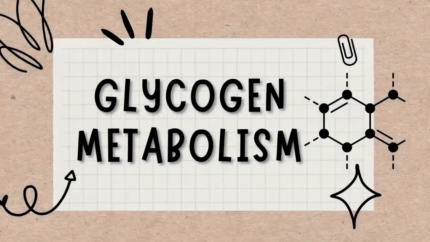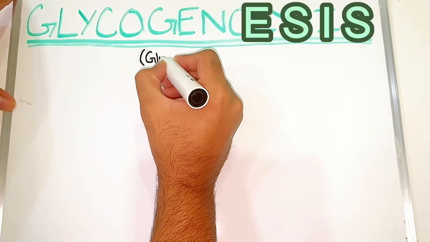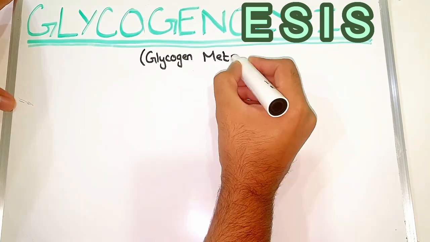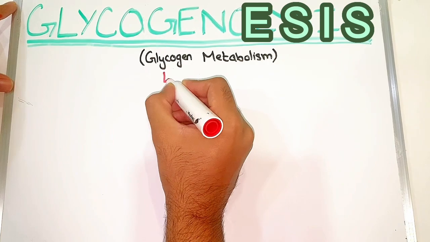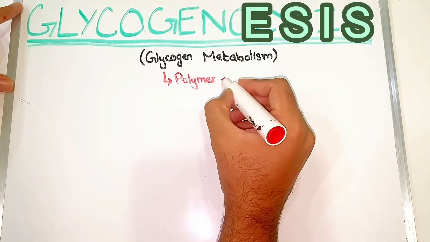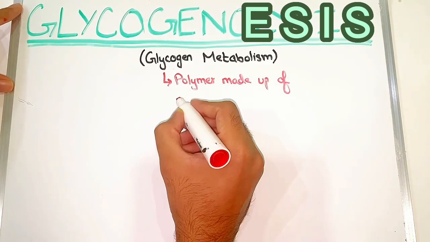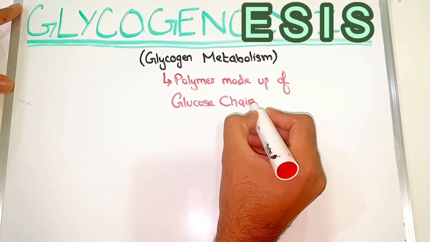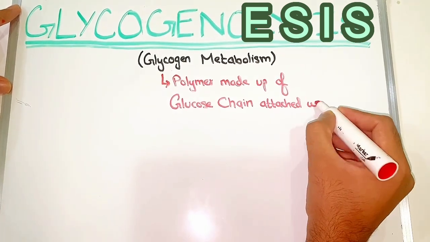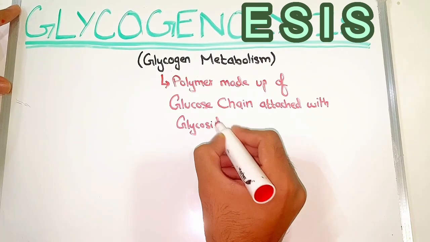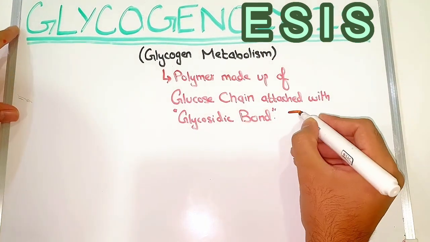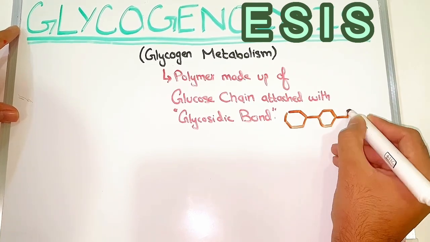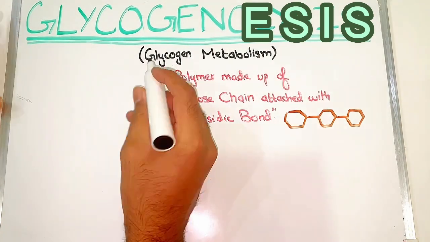Buzz Lecture. Today's lecture is glycogenolysis, which is also known as glycogen metabolism. Glycogen is basically a polymer which is made up of glucose chain and which is held by glycosidic bond, which can be 1,4 glycosidic bond in linear manner or 1,6 glycosidic bond in branch manner.